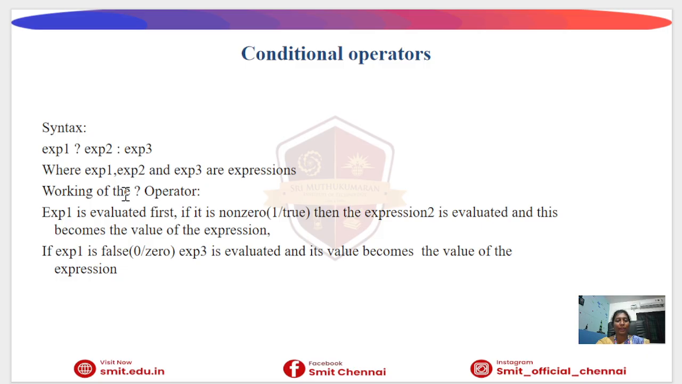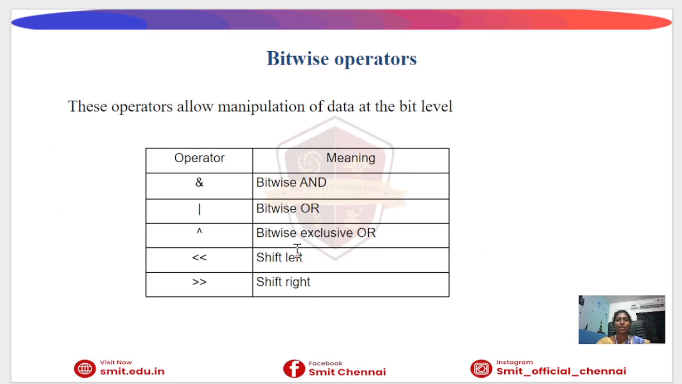Working of the operator: the value of expression 1 is evaluated first. If it is non-zero, for example A greater than B is non-zero, then expression 2 is evaluated and this becomes the value of the expression. We have two possibilities. First, if expression 1 is true, that is 1, this will happen. In the next possibility, expression 1 is false, that is 0, then expression 3 is evaluated and its value becomes the value of the expression. This is the conditional operator.